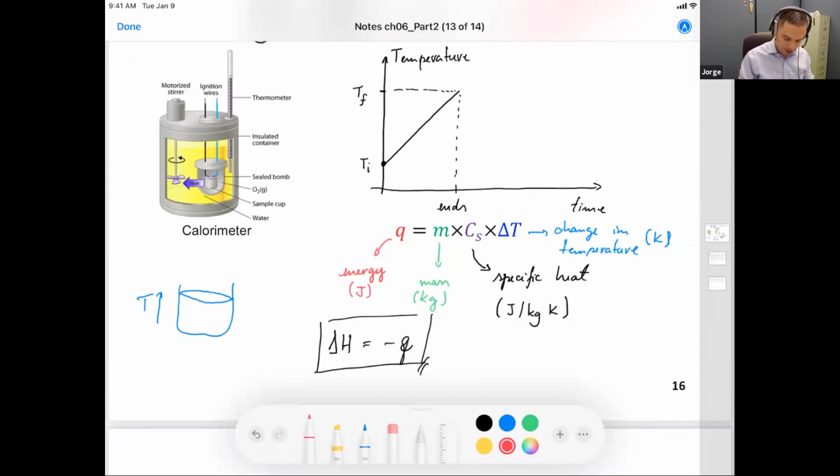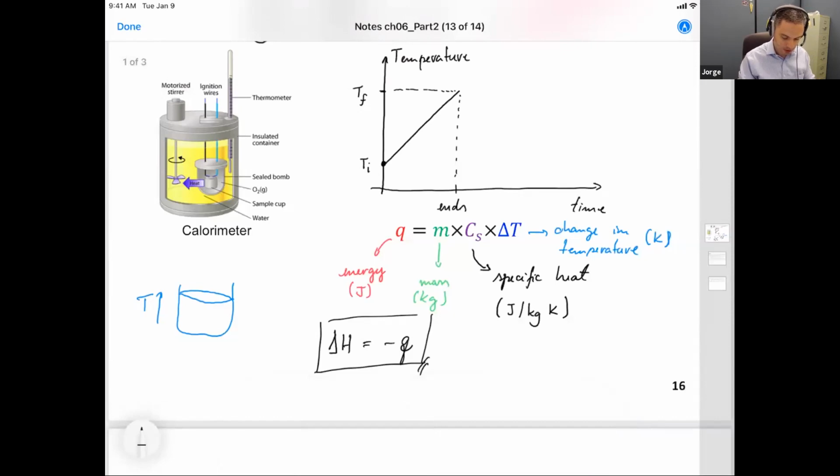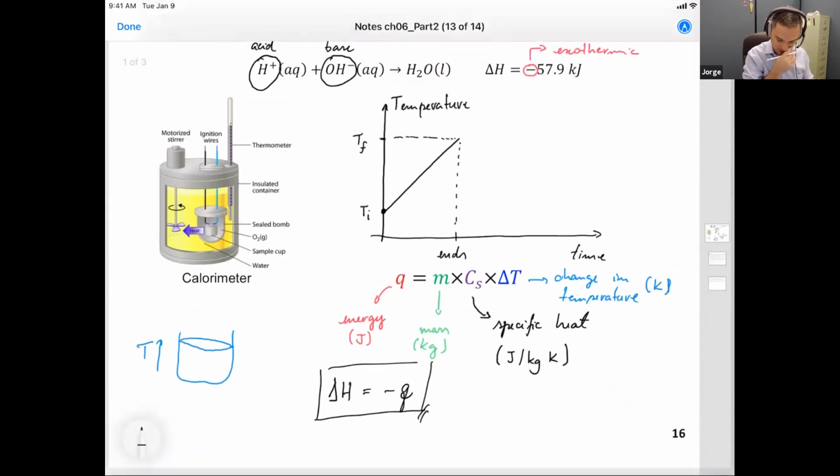I will not get into too many details here because you guys are going to do this in your lab, and there you can see a little bit more of details. But the message here is that all the heat produced by the reaction is going to be used to heat up or cool down the water, and the calorimeter as well if we are not using an ideal system. And then the correlation between delta H and Q is that delta H is minus Q. Okay, so that will account for the correct sign.